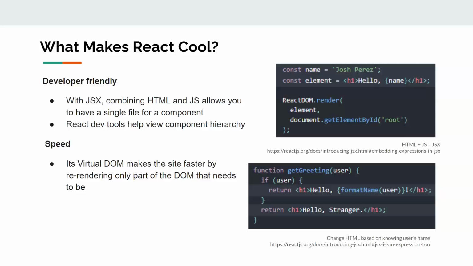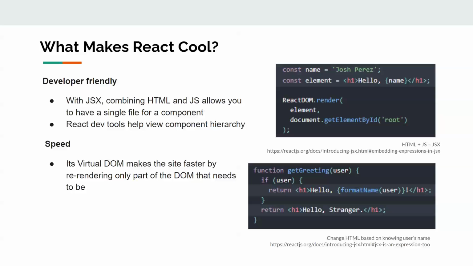We've looked at what makes React useful. Now let's look at what makes React cool. One point is developer friendliness. With JSX combining HTML and JavaScript allows you a single file for a component. Also, React DevTools help you view component hierarchies. As you can see on the right here, we can use a variable called name and include it in our HTML code called hello name.